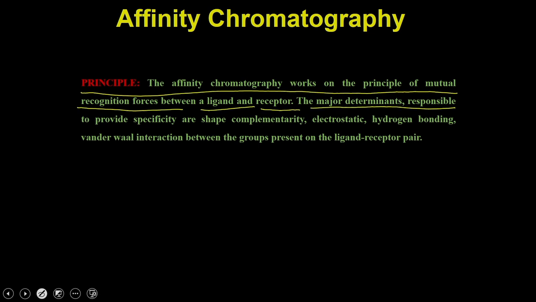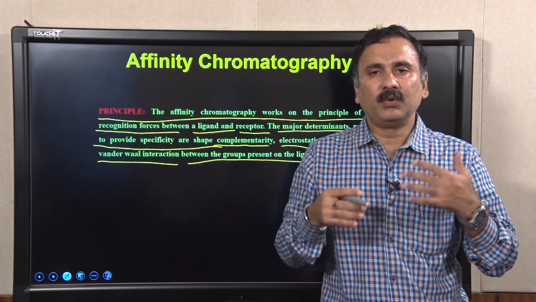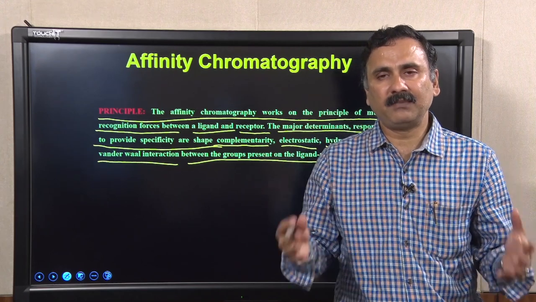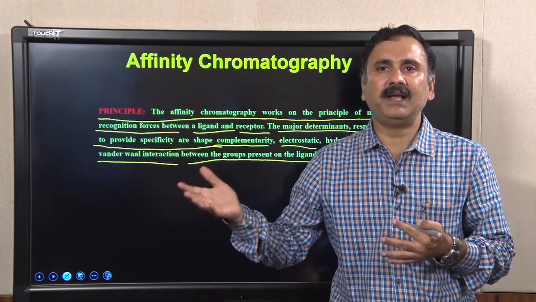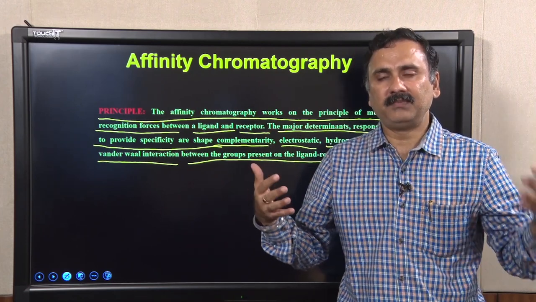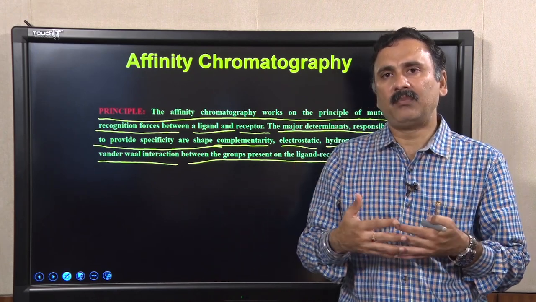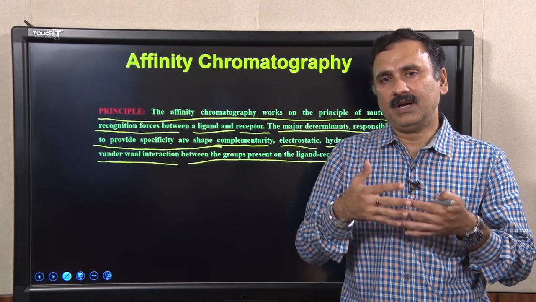The major determinants responsible for providing the specificity are shape complementarity, electrostatic interactions, hydrogen bonding, and van der Waals interactions between the groups present on the ligand and receptor pair. So you can imagine that we have a receptor, and every receptor has its own cognate ligand. Both the receptor and the ligand are recognized with the help of different types of interactions.